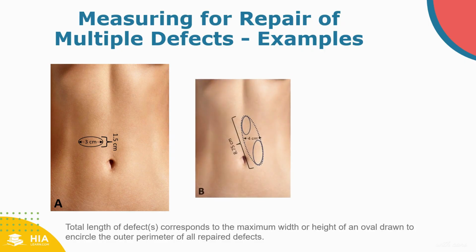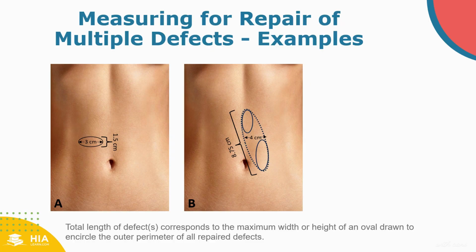Example B illustrates repair of multiple defects. In this example, assuming all defects are either initial or recurrent, the length of the width, or the transverse length, of the oval drawn around the perimeter of the defects is 4 centimeters, and the length of the height, or the craniocaudal length, of the oval is 8.75 centimeters. Since the length of the height of the oval is longer than the length of its width, the CPT repair code will be selected based on the height, for a total defect length of 8.75 centimeters.